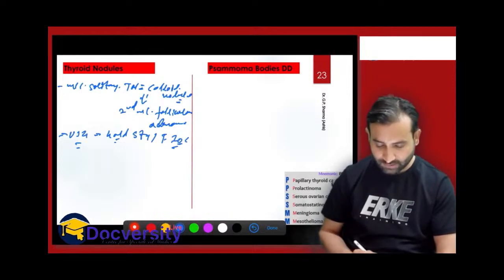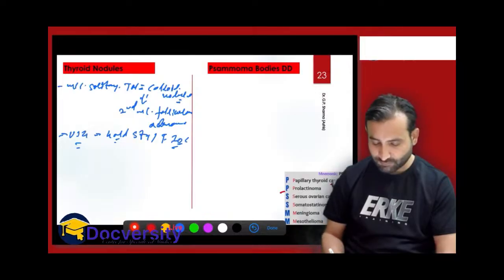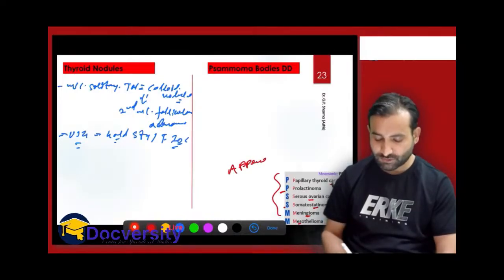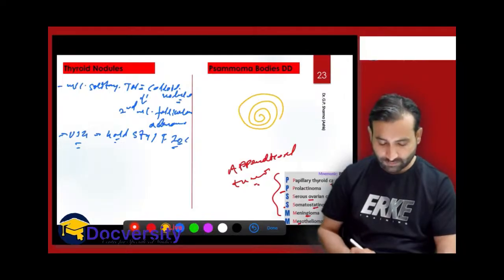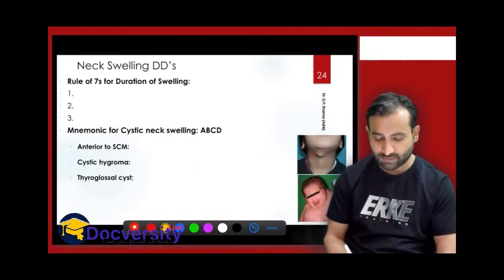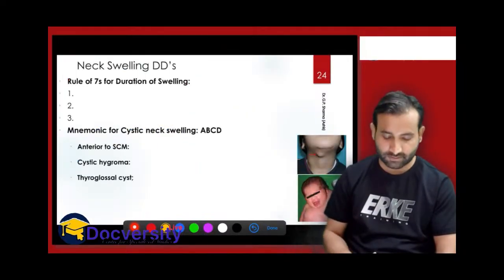So please remember as the DDs over here, PPSSMM, right? So what are those PPSSMM? P for papillary thyroid cancer, P for prolactinoma, S for serous ovarian cancer, S for somatostatinoma, M for meningioma, M for mesothelioma. So please remember sometimes also the appendiceal tumor as well, right? So it also comes with the psammoma bodies, and in the psammoma bodies they can give you the question like this, right? The whole light pattern present, right?